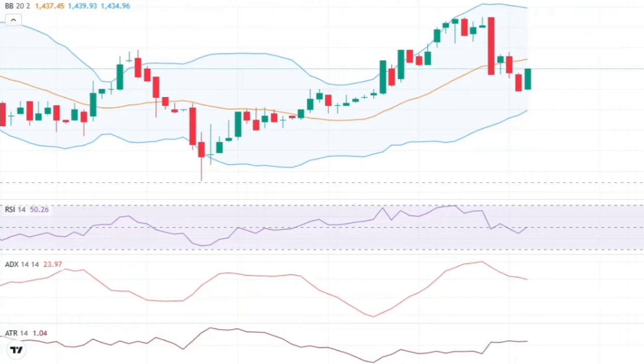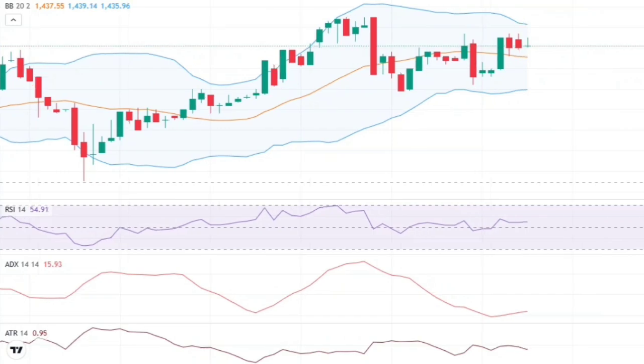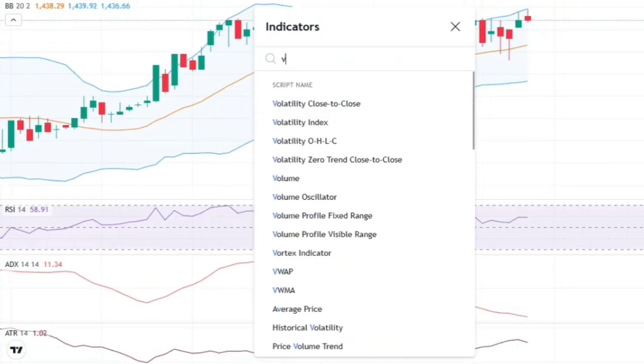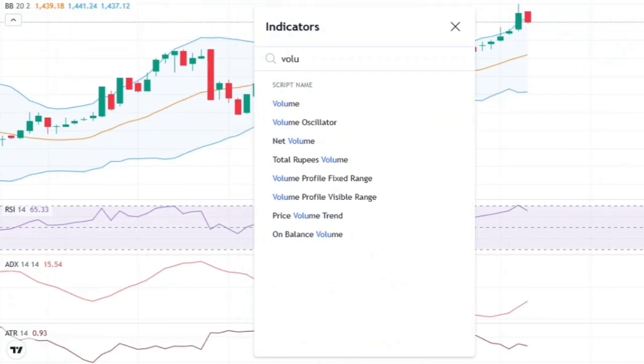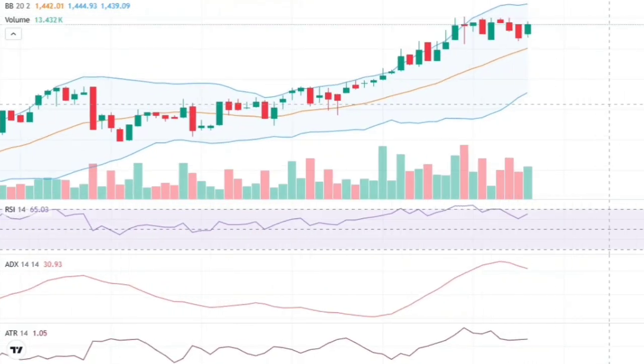The 5-step filter system. Filter 1: market regime, ADX. We start by asking, is the market trending or ranging? ADX above 25, the market is trending. We look for breakout or pullback trades in the direction of the trend.